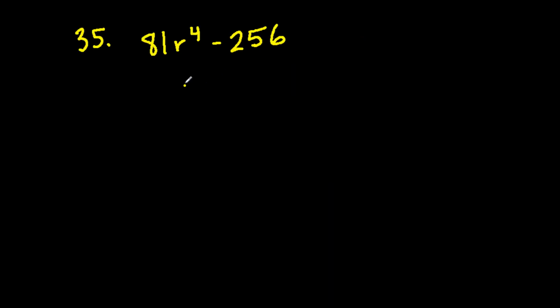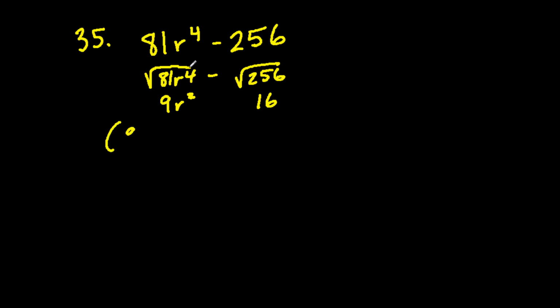The next question is another factoring problem. It is of the form of a difference of two perfect squares. So if we take the square root of both of these terms, we would get 9r squared and 16. Those are the a and b that we want to plug into the difference of two perfect squares formula. So again, a squared minus b squared factors into a plus b, a minus b.